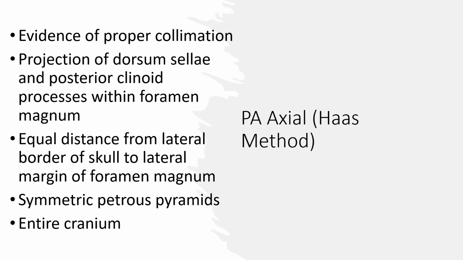If either of those are not true, then you have obliquity. If you don't see the dorsum sellae and the posterior clinoid process inside the foramen magnum, or you don't see the sphenoid sinus superimposed with the inferior portion of the dorsum sellae, then you have tipped the patient's head incorrectly or your tube angle is incorrect. And you should see the entire border of the cranium in both of these projections.